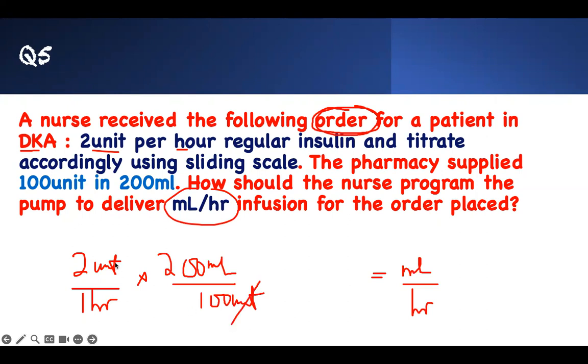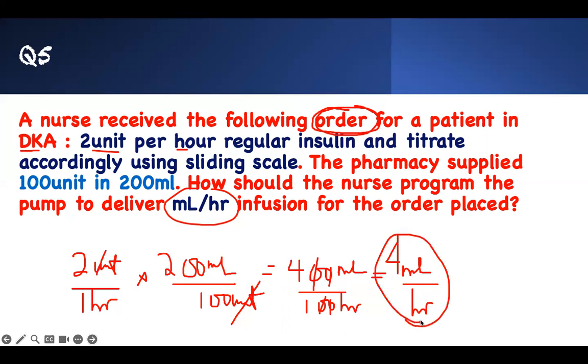And so the units cancel. You have what? 400 mL over 100 hours. You see this 100, because the units cancel. And therefore this cancels, and you're left with 4 mL per hour. So the nurse is going to program the pump to provide 4 mL per hour.